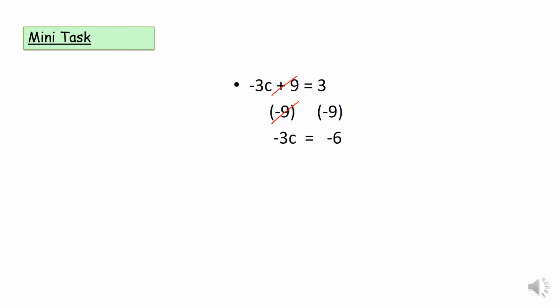Now, you have to get rid of -3 times. So you have to divide by -3, both sides. On this side, -3 and -3 cancel, and then you get -6 divided by -3, which is 2.